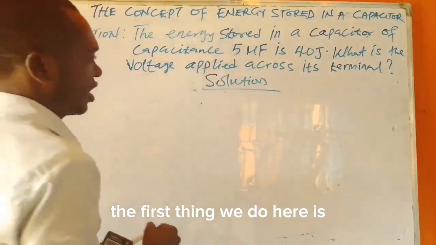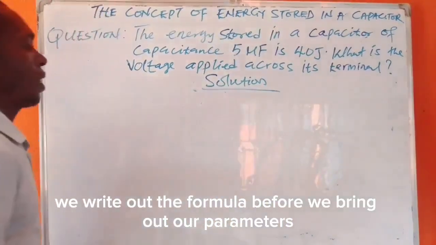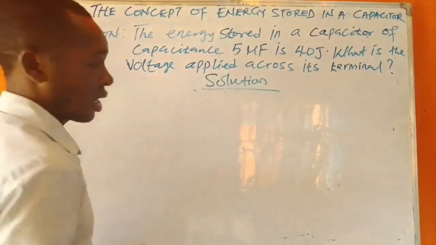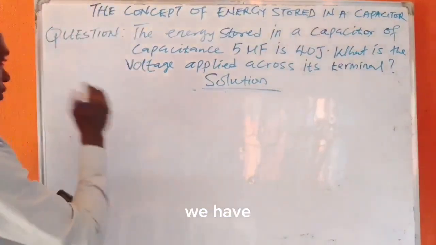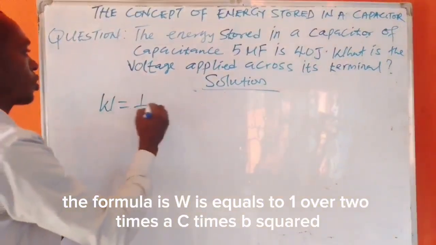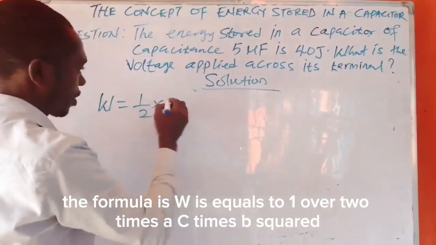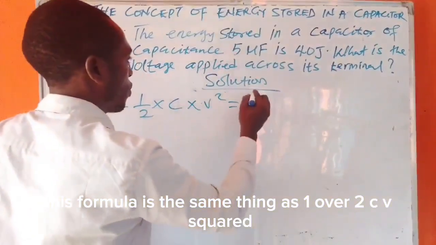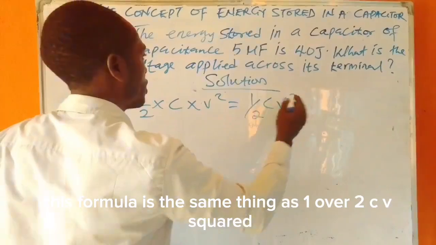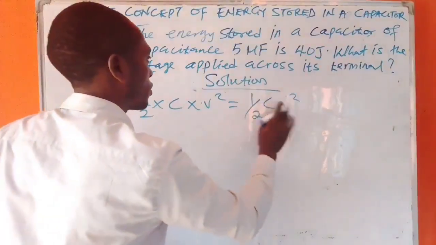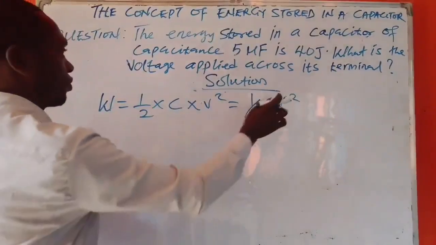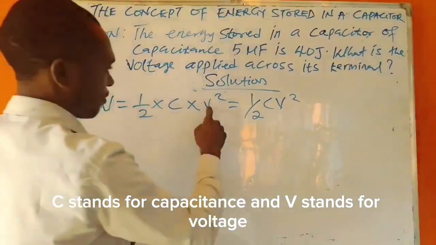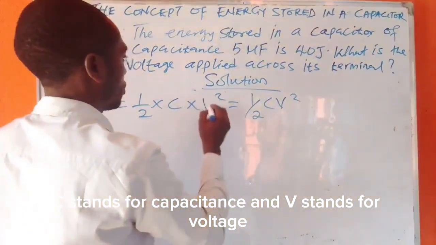So the first thing we'll do here is we'll write out the formula before we bring out our parameters. But we can actually bring out the parameters before writing out the formula. So we have the formula: W is equal to 1 over 2 times C times V squared. This formula is the same thing as 1 over 2 CV squared, where C stands for capacitance and V stands for voltage.